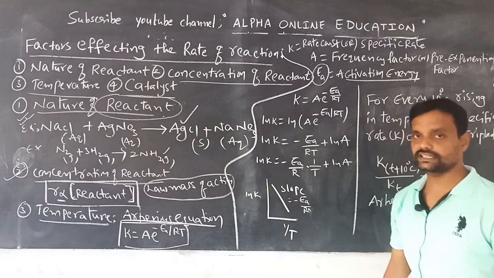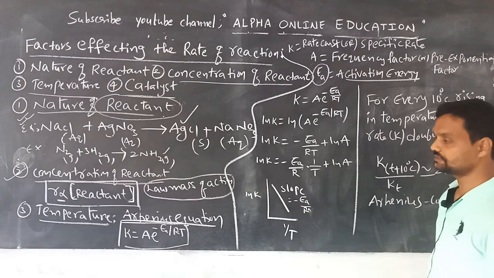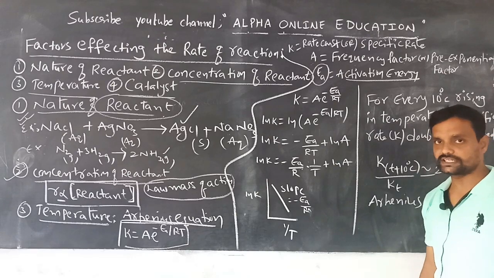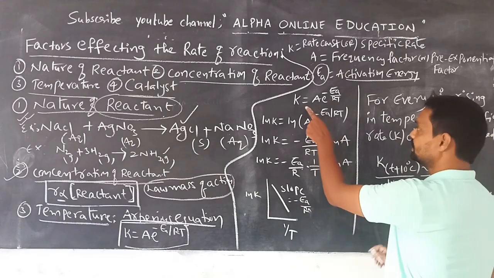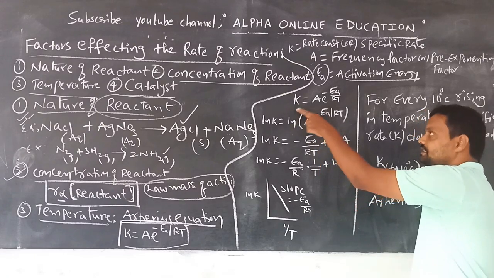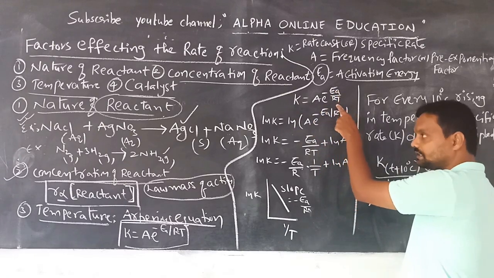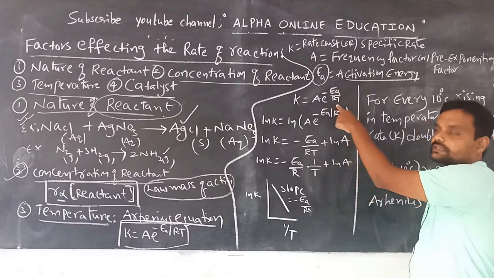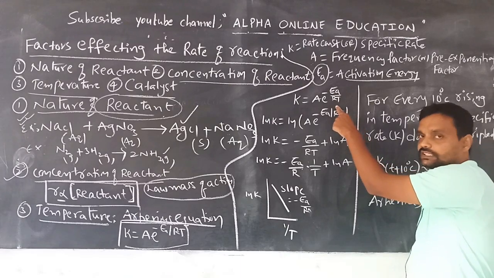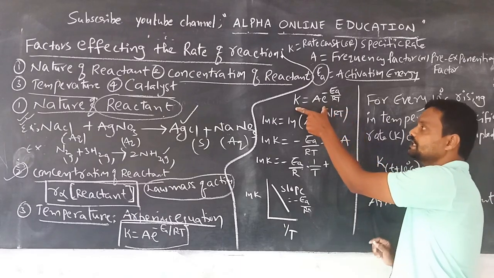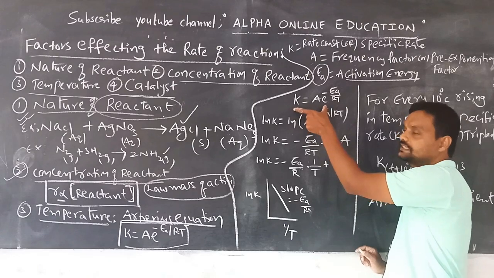So this is the Arrhenius equation, that is k = A e^(-Ea/RT). Here we write the Arrhenius equation k = A e^(-Ea/RT). But a simple mathematical operation will be applied. That operation is that here we apply the natural logarithm to this equation.